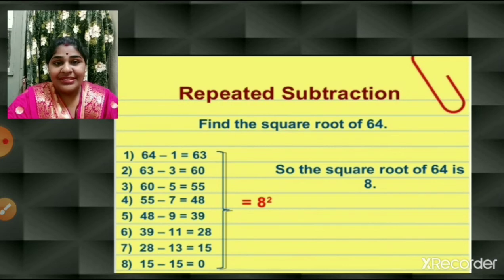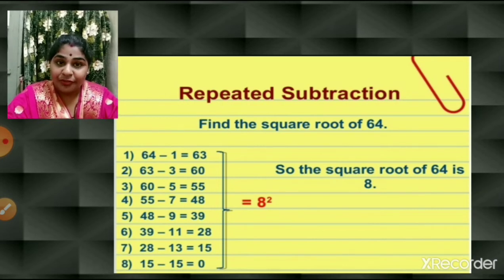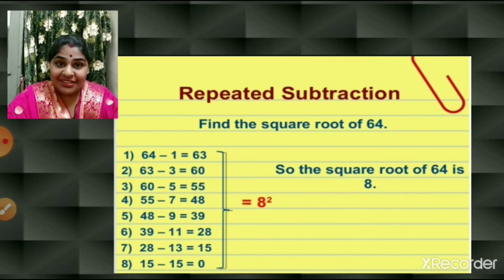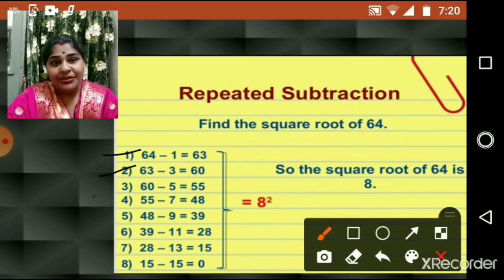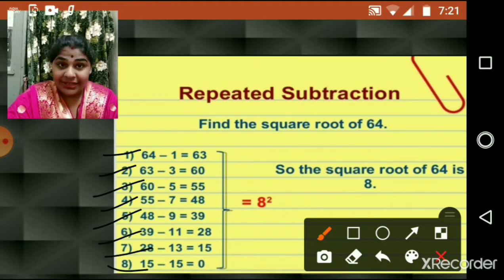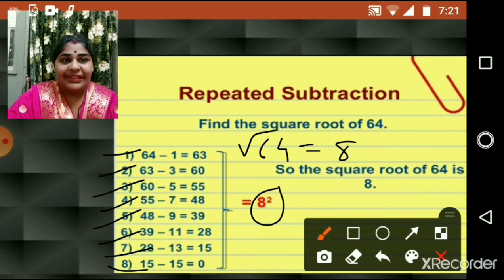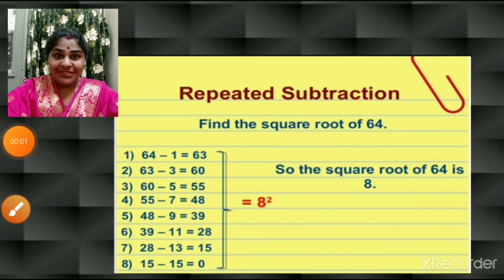Here you can see at the end we got 15, and 15 minus the next odd number, 15, is equal to 0. Now you have to count in how many steps you got 0. You can see here there are 1, 2, 3, 4, 5, 6, 7 and 8. 8 steps, so it is 8 square, that is square root of 64 is equal to 8. So that will be your answer. I hope this is clear, children.